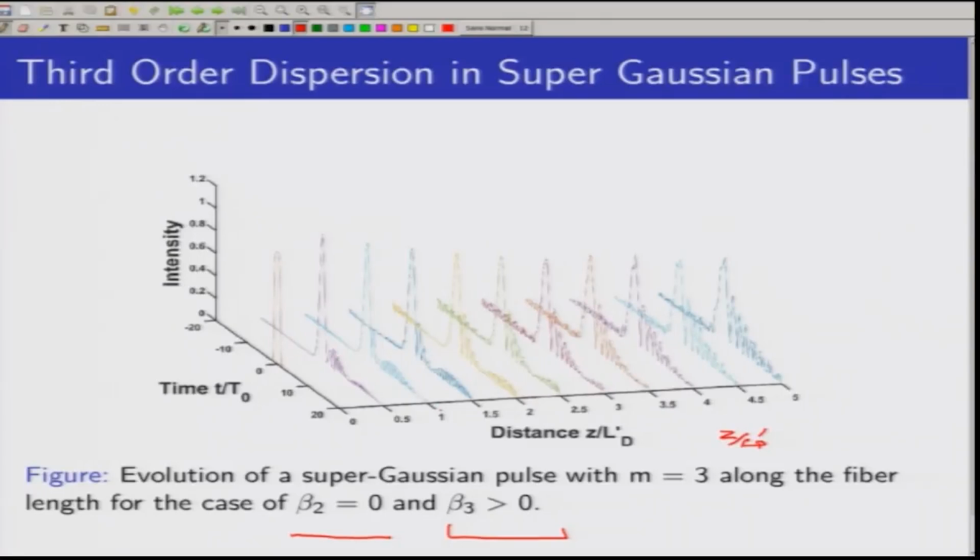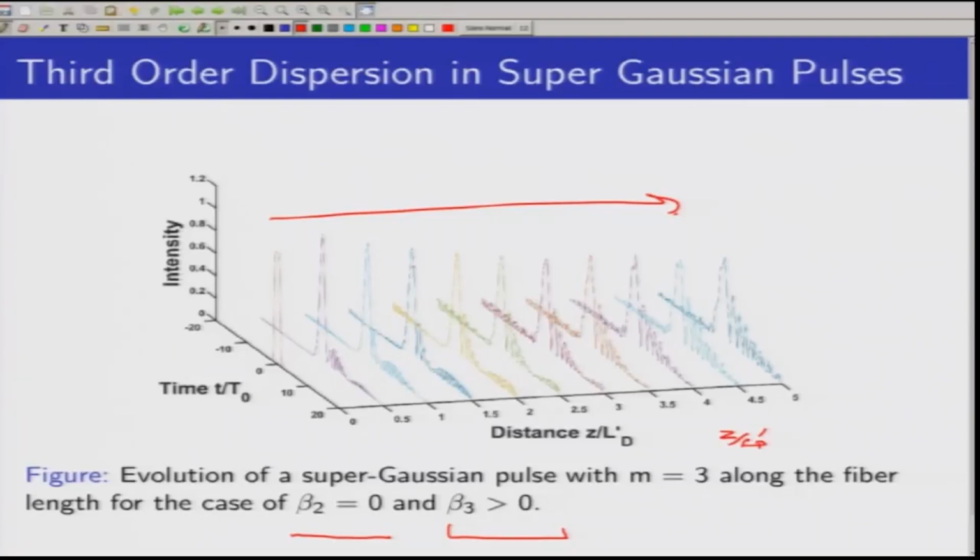As we move along the fiber, we see that the pulse is initially not distorted. As we move, even at 0.5 LD', which is half the third-order dispersion length, we see significant distortion in the trailing edge of the pulse. And as we move ahead, the pulse gets distorted more and more.